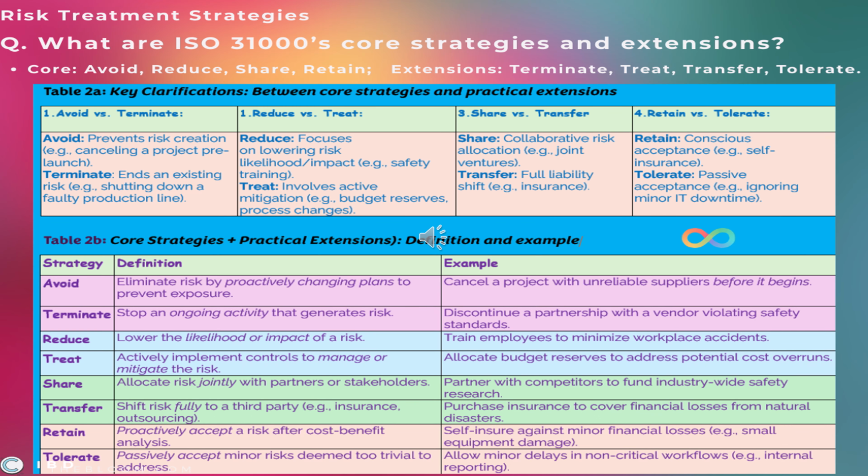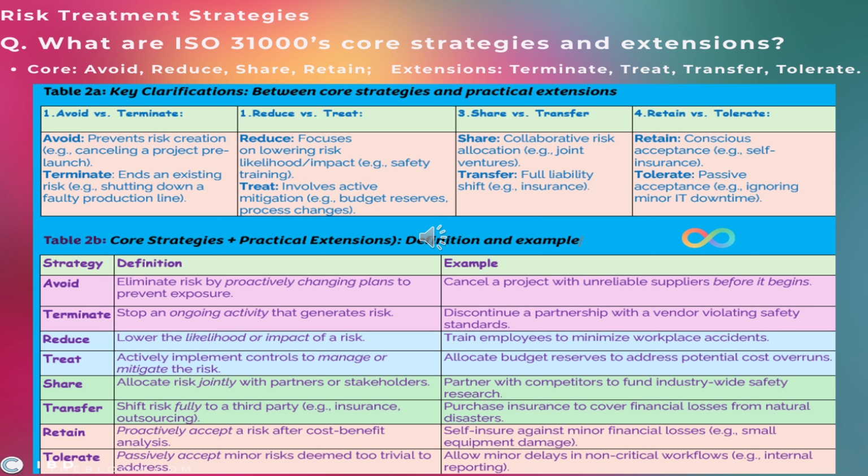ISO 31000's risk treatment strategies go beyond the core four: avoid, reduce, share, retain, to include practical extensions like terminate, treat, transfer, and tolerate. For instance, avoid means eliminating risks before they exist, like cancelling a project with untrustworthy partners. Terminate, its extension, means stopping an ongoing risk, such as shutting down a faulty production line.